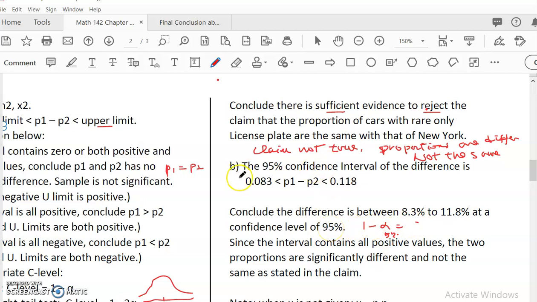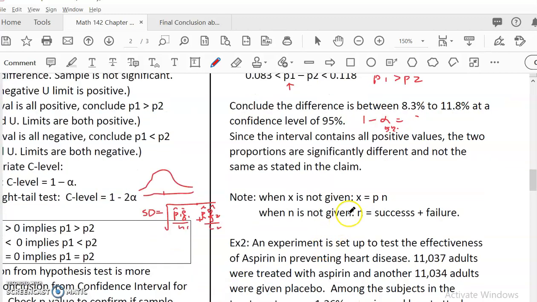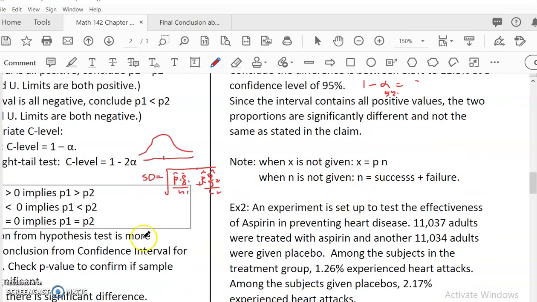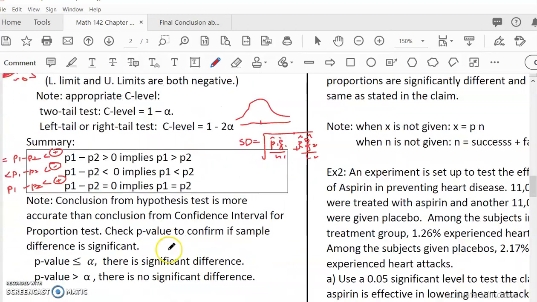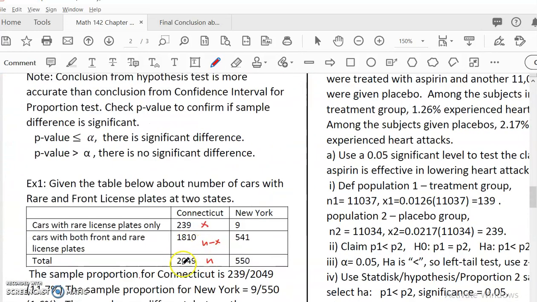You can also look at the fact that this is positive. If there's a difference, which one is higher? Population one is higher, so positive. The whole interval is positive. That means whenever you subtract P2 from P1, it is positive. So P1 is greater than P2. The one in Connecticut has a higher percentage of rare license plate cars than those in New York. And also this example shows you that if you want to find n, sometimes they don't give you 2049, they give you these two numbers, and sometimes you have to add them.